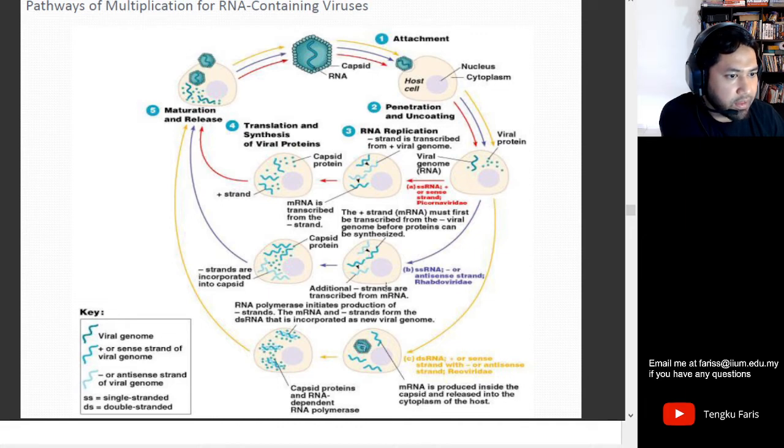If the strand is negative, it must first be transcribed from the negative viral genome before protein can be synthesized. It's the other way around. If it's already positive, it's fine. You just continue with the translation to make a mature virus.